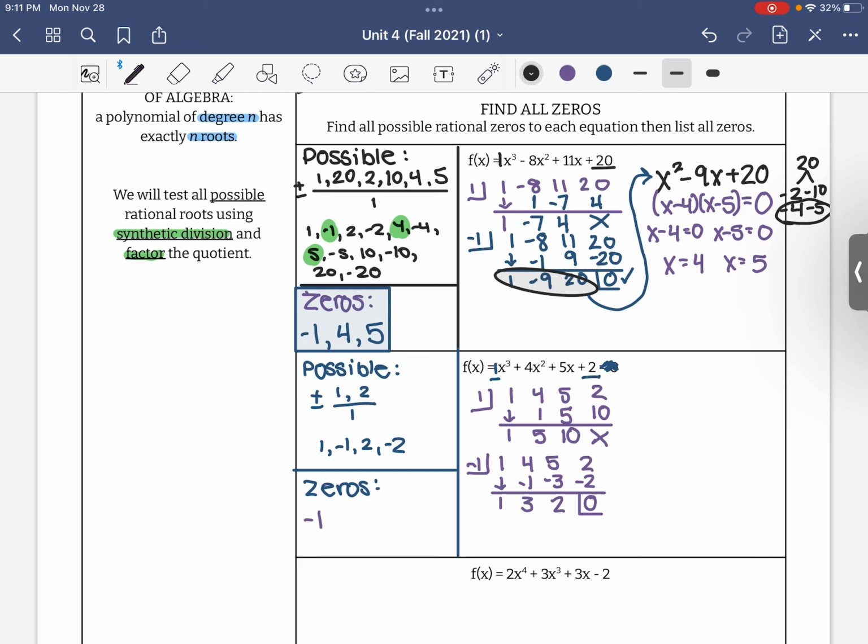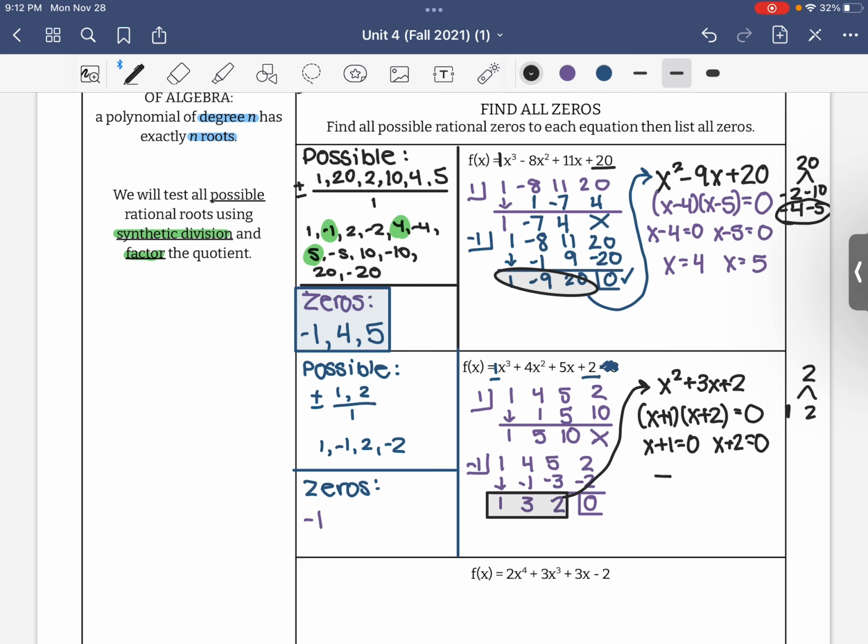I'm going to go ahead and bring that quotient up here and factor it. It will be x squared plus 3x plus 2. So I need two numbers that multiply to 2 and add to 3. I'm really limited on my options because it's just 1 and 2. I want to set that equal to 0, which means my answers are going to be from the equations x plus 1 equals 0 and x plus 2 equals 0. So I get -1 and -2.